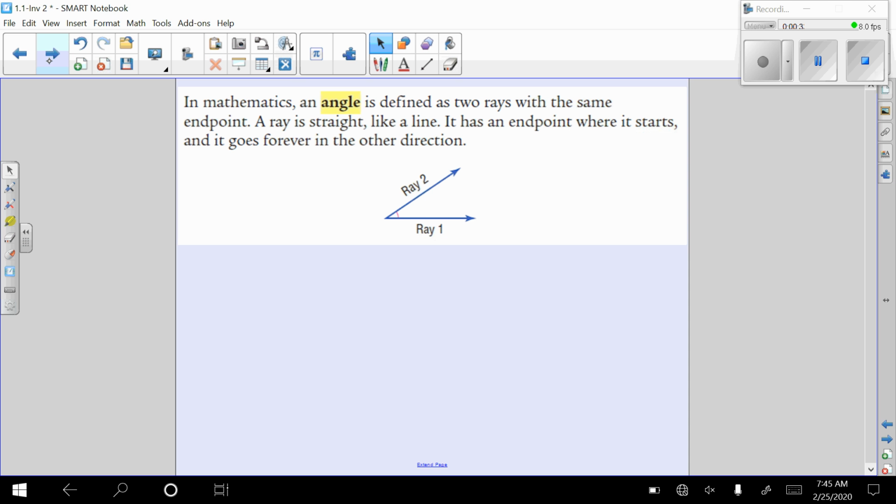In math, an angle is defined as two rays with the same endpoint. A ray is straight, like a line. It has an endpoint where it starts and it goes on forever in the other direction. That's what those arrows mean. It's going on forever.